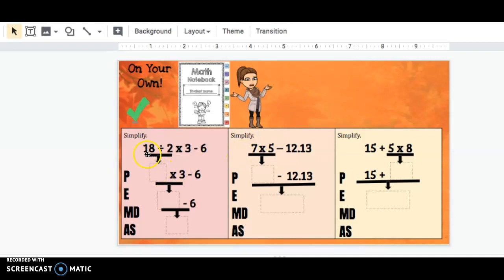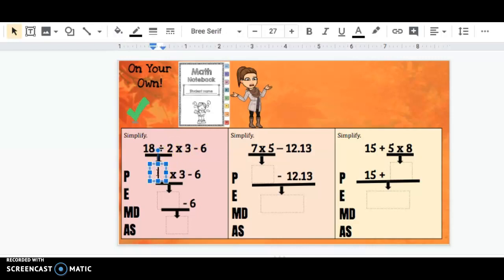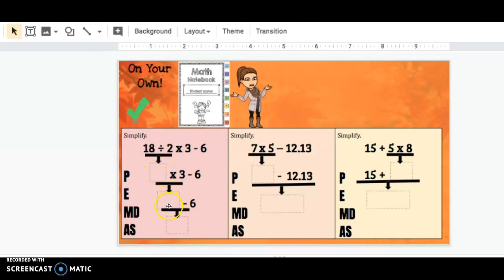Okay, so the first problem is 18 divided by 2 times 3 minus 6. Right, so the dotted boxes are text boxes, so you're going to double click on the dotted boxes, and you're going to type in what you think 18 divided by 2 is. So if you think it's 3, you'll type 3. If you think it's 9, you'll type 9. If you think it's 5, you'll type 5, and so forth. Whatever you think the answer is, put in that dotted box. Once your answer is in that dotted box, you will then go to your next dotted box and follow the steps with the arrows going down. Notice it looks like a pizza slice.